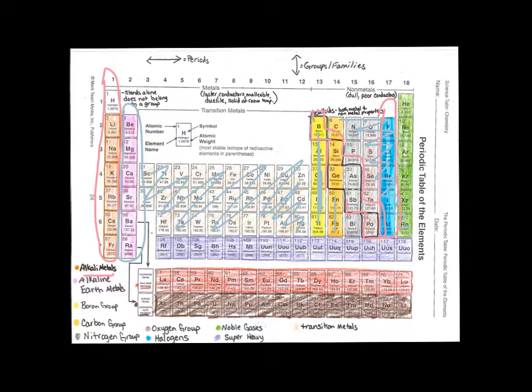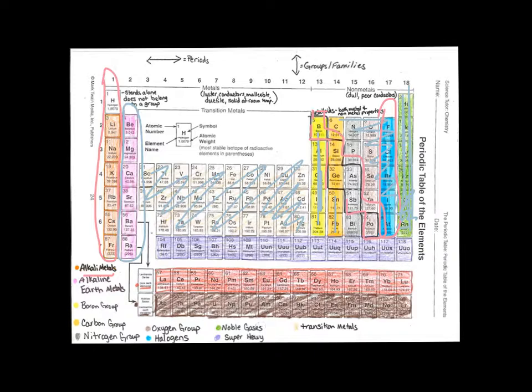And then the very last row that we have colored in green here are the noble gases. The noble gases have a full shell in their outer electron shells, so they do not form bonds with the other elements usually.